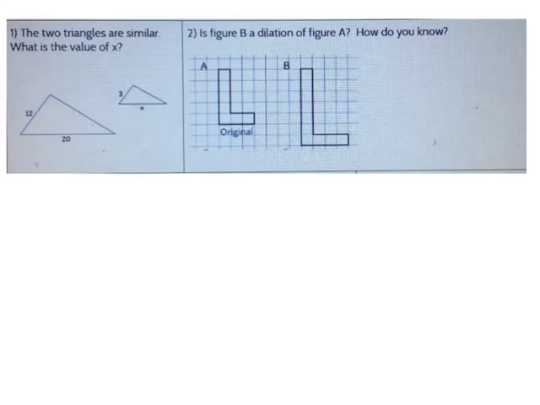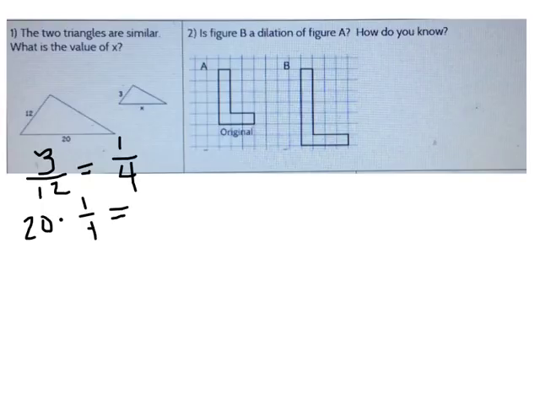Number 1, the two triangles are similar. What's the value of x? First, what's the scale factor to go from the triangle on the left to the triangle on the right? The scale factor is 1/4. 3 is 1/4 of 12. So what is the value of x if I multiply 20 times 1/4? The value of x is 5.